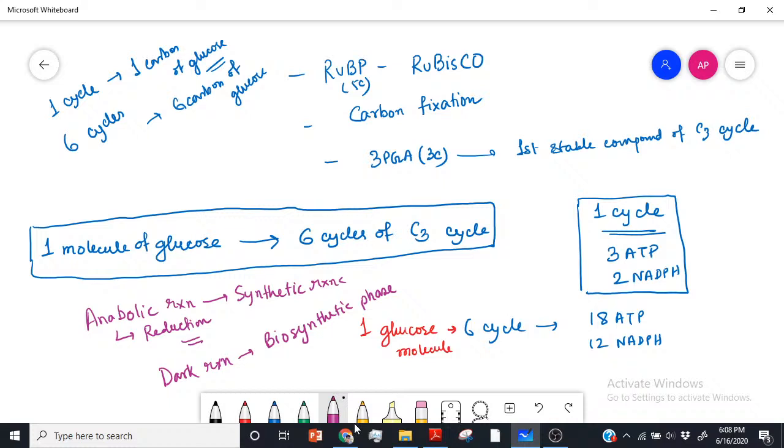So can you answer this question? There are certain plants for whom the C3 cycle or Calvin cycle represents the dark reaction or dark phase. For them, the C3 cycle is the biosynthetic phase. So basically the dark phase over here, not reaction, phase.